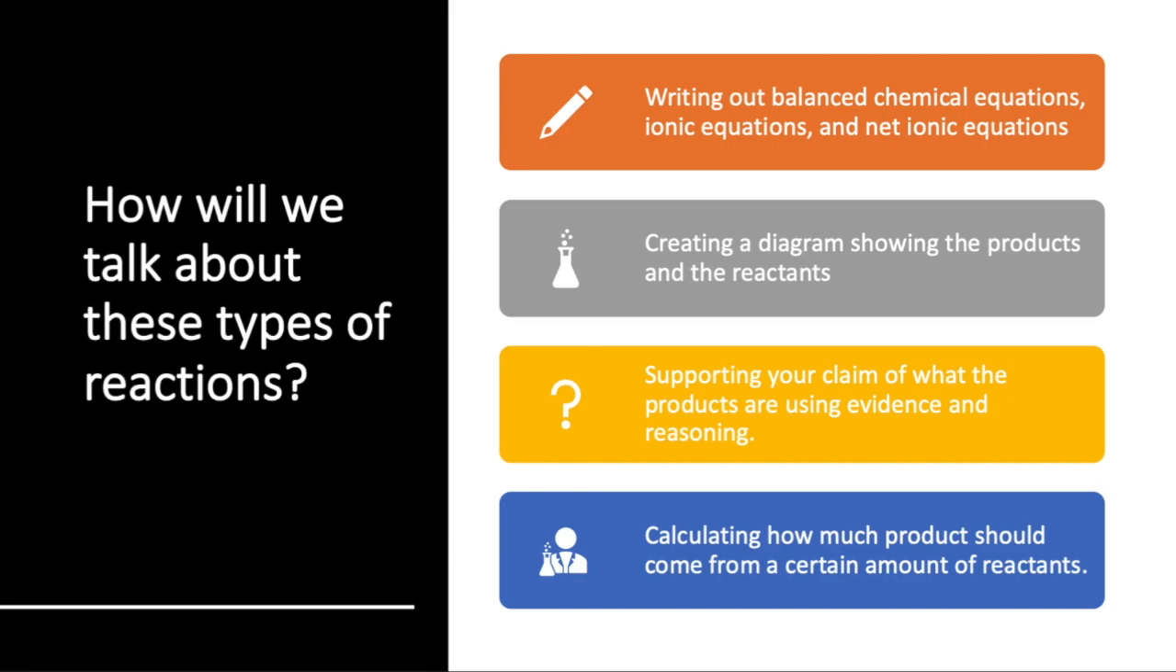You'll make some arguments supporting your claim of what you think the products are, using evidence from what you observe during the reaction and reasoning about the types of reactions that you're dealing with. And you'll calculate how much product should come from a certain amount of reactants, or the theoretical yield. And in the experiment, you'll also calculate the percent yield, which is how much you actually got of your product compared to how much you should have gotten.